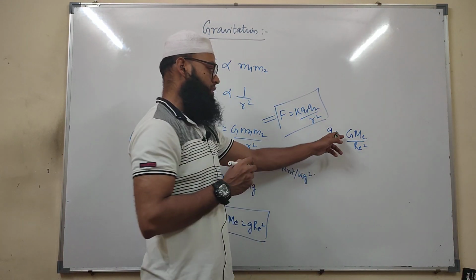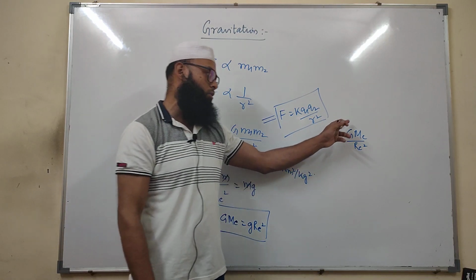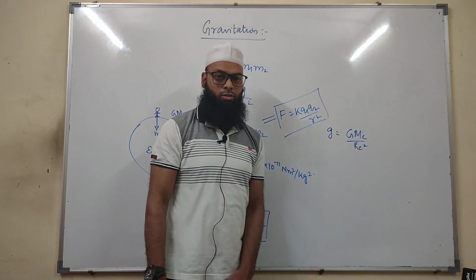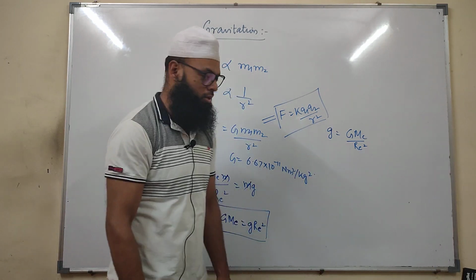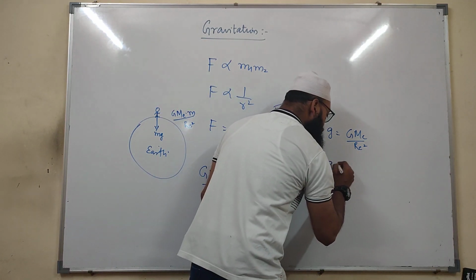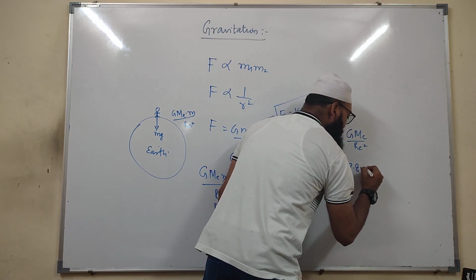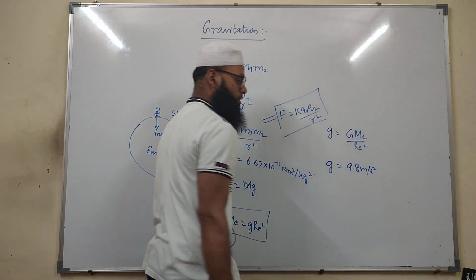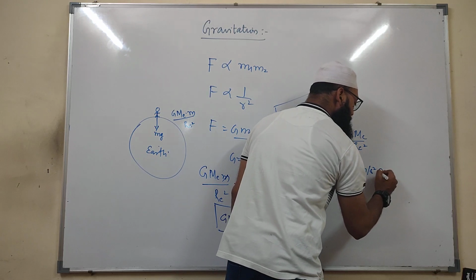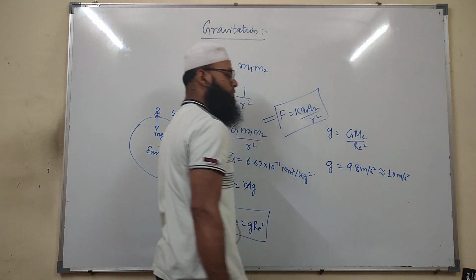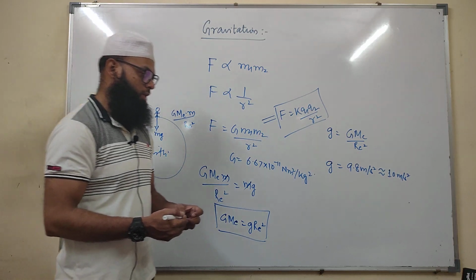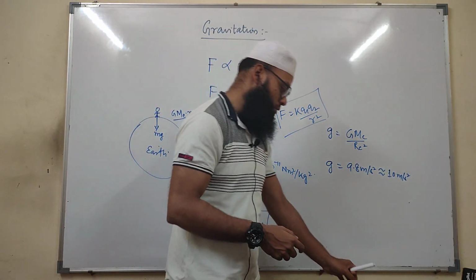So this capital G is 6.67 into 10 to the power minus 11 Newton meter square upon kg square. Mass of earth is 6 into 10 to the power 24 kg and radius of earth is 6400 kilometer. So on putting all these values we get g is equal to 9.8 meters per second square. And we normally use 10 meters per second square as the value of g for the sake of ease in calculation.